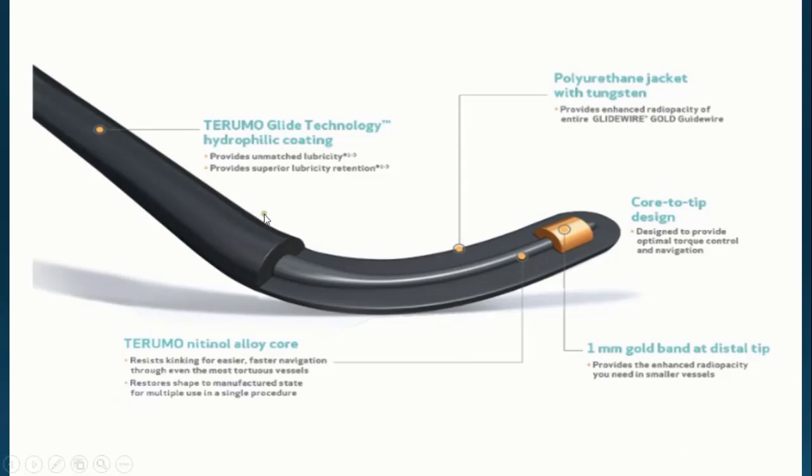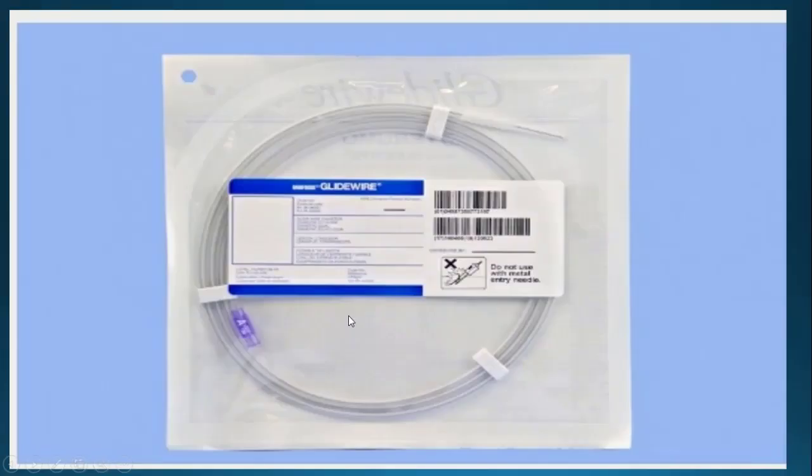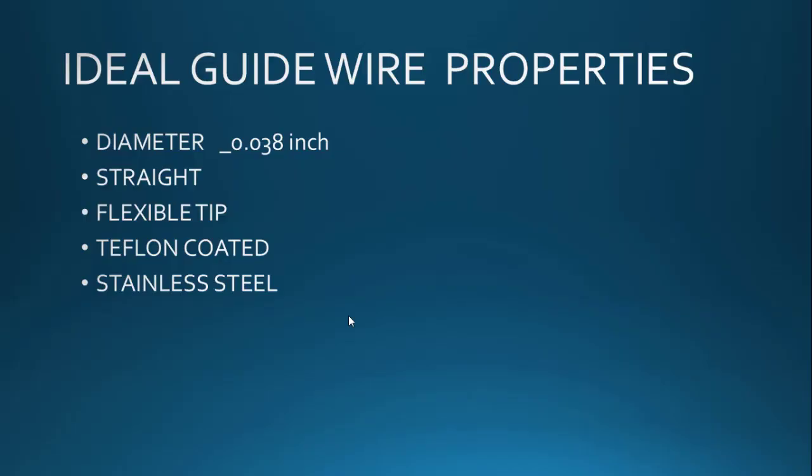Okay, we can see that first of all they have a polyurethane jacket which is providing radio opacity to the wire, and they have a hydrophilic coating over this, right? And they have a core tip design which is provided to negotiate and control properly, and they are composed of a nitinol alloy core, right?